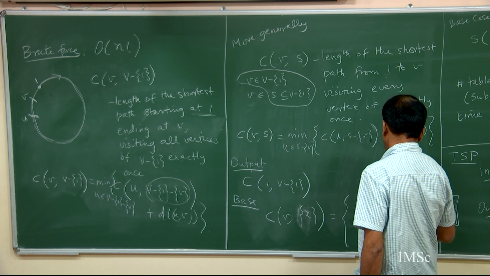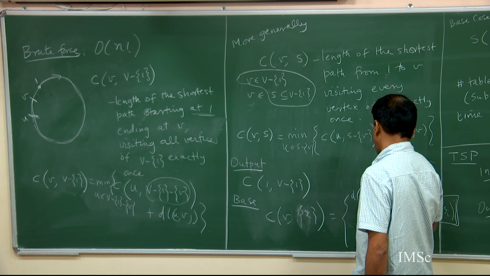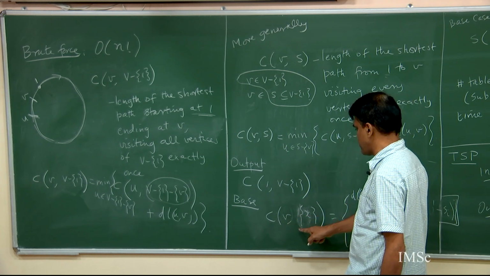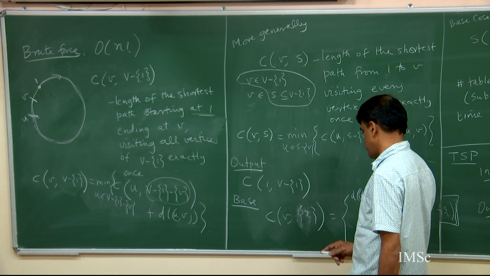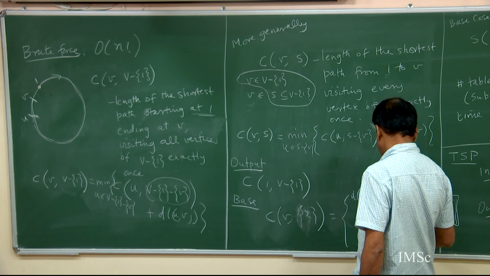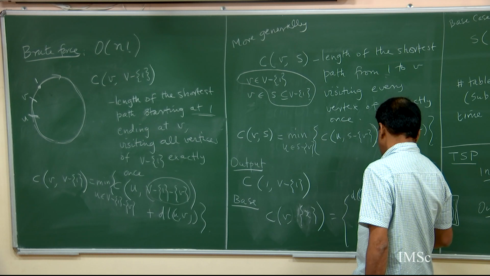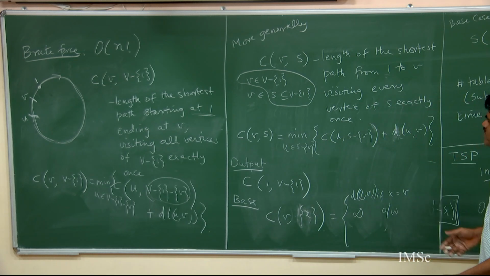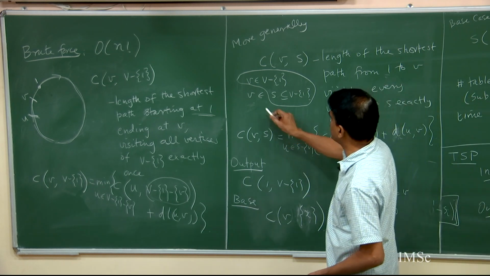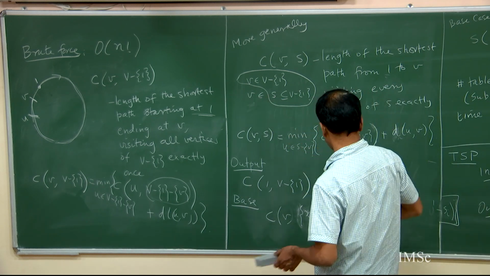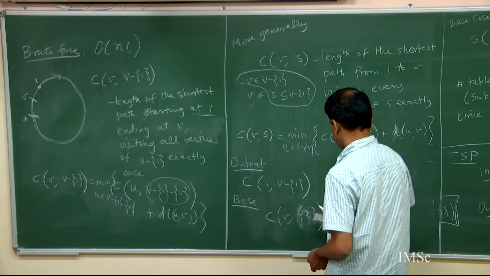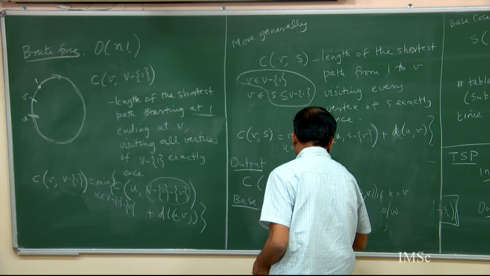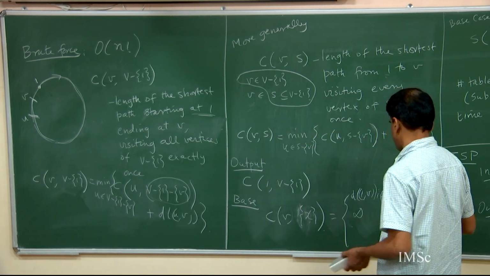x is equal to V, then it's simply distance of 1 comma V. Right? I want to start at 1, end at V, visit every vertex of this set exactly once. And if x is otherwise, it's infinity or something. Actually, the problem is not even defined, because I want to assume that V is in S. Okay. So this is the only, yeah, we could define it in case I need it for a subproblem. I can define it infinity.